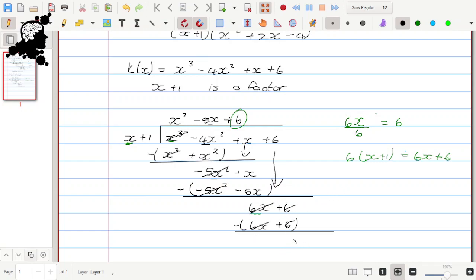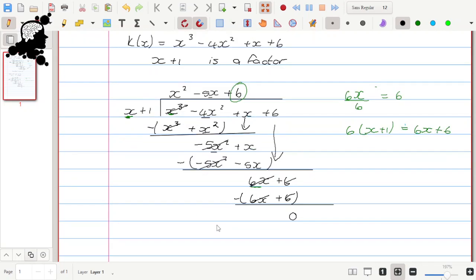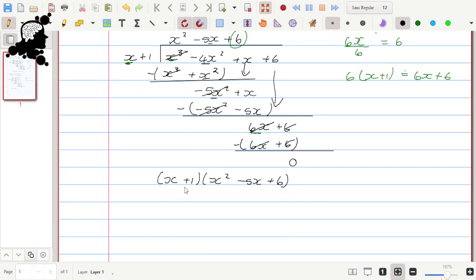6 minus 6, this gives us 0. Since we have a 0 as our remainder, we are good to go. So now when we factorize this, we are going to get x plus 1 into x squared minus 5x plus 6. We can go ahead and factorize the quadratic quotient.